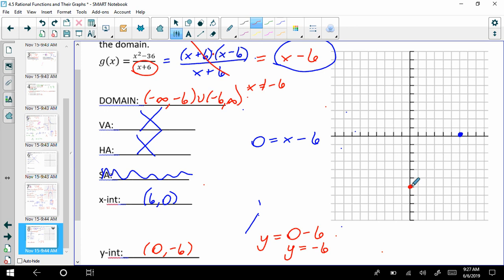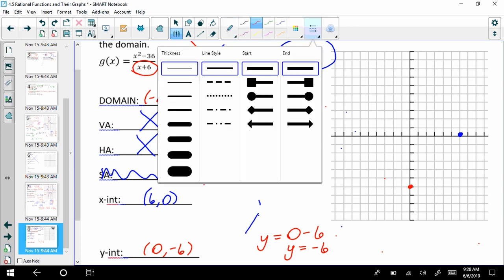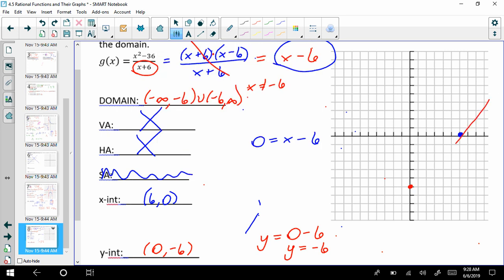Now, here's the only kicker with this. Notice x minus 6, that's linear, that's a line. So I can actually make my graph, but I want to show you something that happens with this one. Let's see if I can draw a decent line here. Okay, nope. Will it let me draw a line? Let's see. Okay, so if I draw my line, I'm going to extend it out quite a ways here. This would be my graph, except there's one catch.